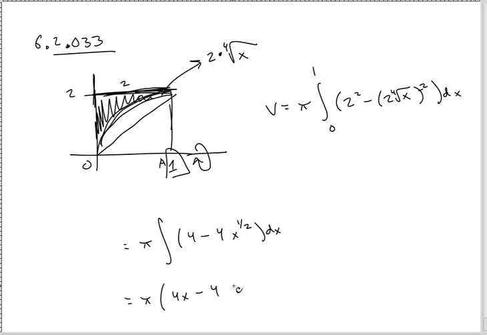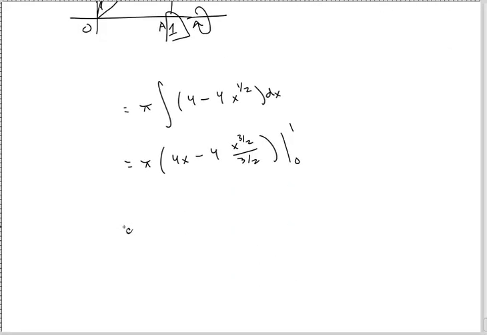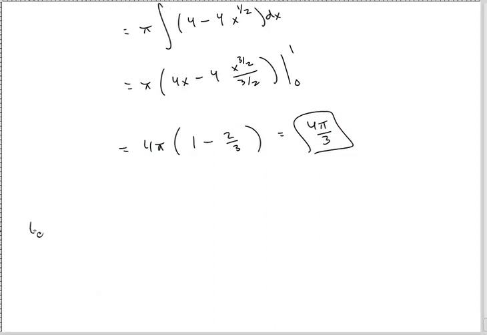4x, 4, add 1 to the power, divide by the new power, from 0 to 1. The 0, of course, cancels everything out. That's nice, thank you. I'm going to pull a 4 out because, well, I can. 1 minus, and that's going to be a 2/3, again, times the 1. So we got 1/3, and so 4 pi over 3, and yes, that's the right answer. Cool. It's not too bad.